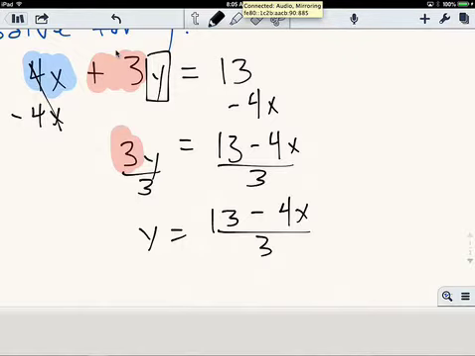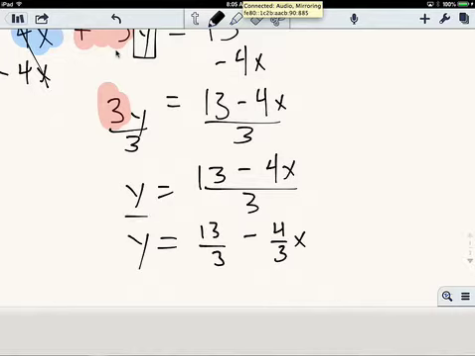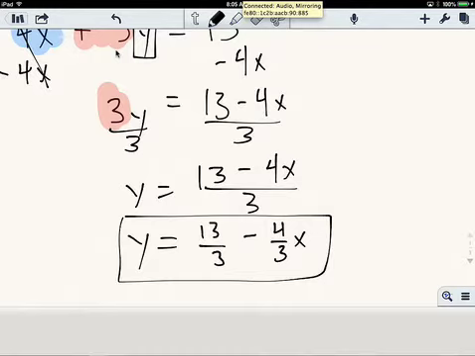Now we take an additional step here: when you have the entire side divided by 3, you can break up that division by writing it as 13 over 3. We divide 13 by 3, but we also divide 4 by 3. And there's our complete answer there. We've solved for y. Y is by itself, and this is sometimes called in terms of x.